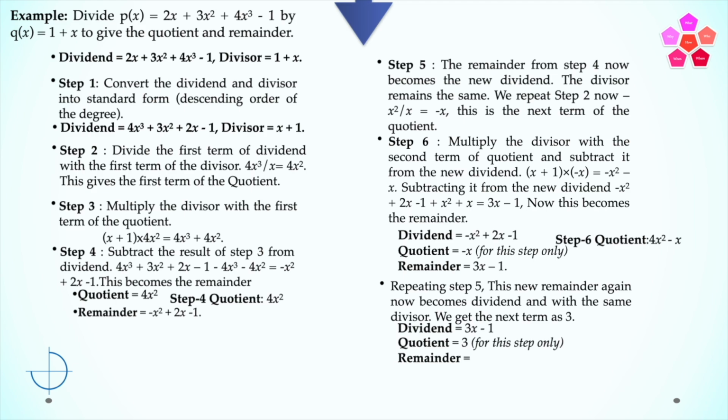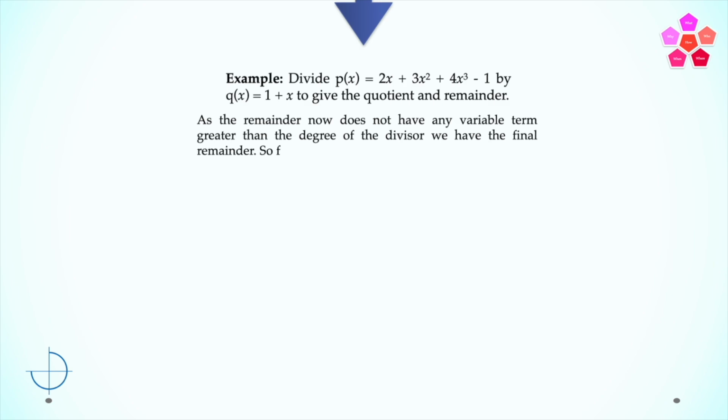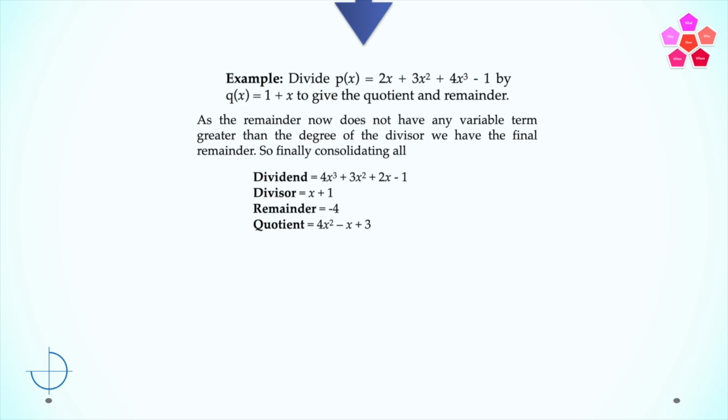Remainder is equal to minus 4, and the final quotient that comes out is 4x squared minus x plus 3. As the remainder does not have any variable term of degree greater than or equal to the degree of the divisor, we have the final remainder. So finally, consolidating all: dividend is equal to 4x cubed plus 3x squared plus 2x minus 1. The divisor is equal to x plus 1. The remainder is equal to minus 4 and the quotient is equal to 4x squared minus x plus 3.